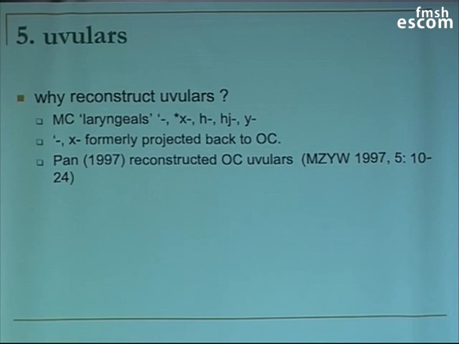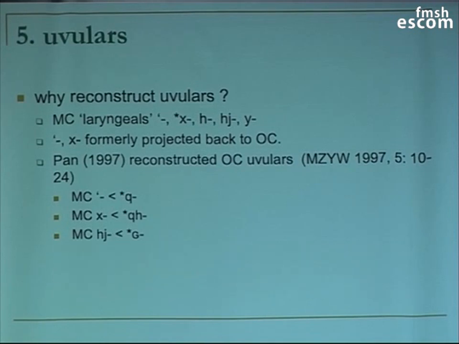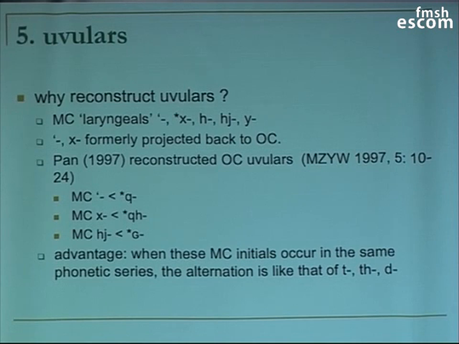It's Minzu Yuan 1997. And he reconstructed uvulars such that the Middle Chinese glottal stop came from a Q, Middle Chinese X, Xiao Mu, came from QH, and Middle Chinese Yu San came from capital G. Now, what's the advantage of doing that? The advantage is that when these Middle Chinese initials occur in the same phonetic series, the alternation between them is like that of k, kh, and g.